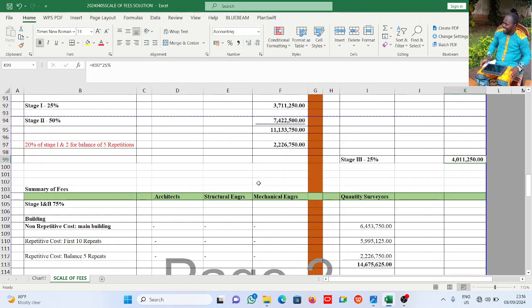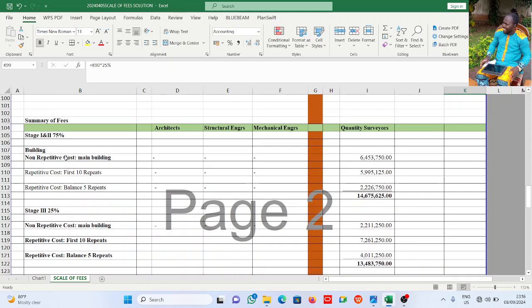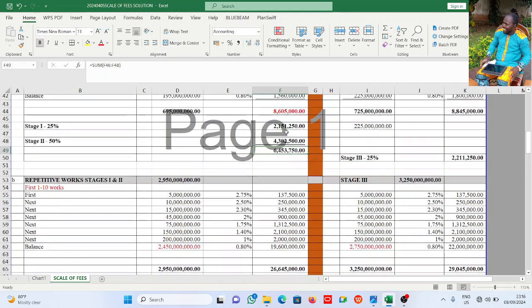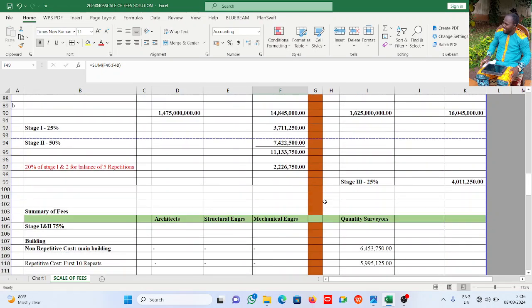Alright, now is the summary. You have to summarize what is definitely going to be paid to the quant surveyor at the end of the day, like his total package. Alright, stage 1, stage 2, stage 3. It's just for us to sum up what we have calculated. For non-repetitive works, this is stage 1 and 2, 75%, that's 25% stage 1 and 50% stage 2. It is this. Remember, that's what we did here. Alright, so I'm just adding up everything.